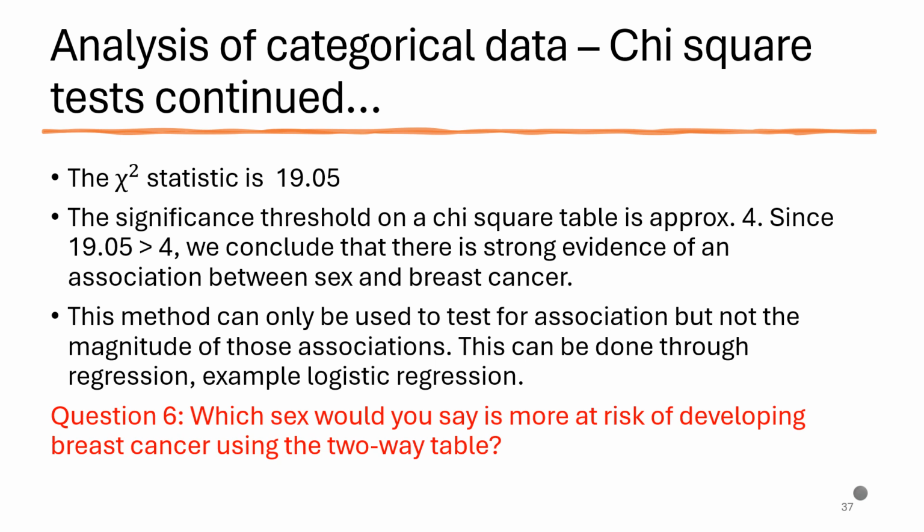This method can only be used to test for association, but not test the magnitude of that association. We can't say, let's say, 50% more of males get breast cancer than females. No, we can't do that. We just know that, for example, there is an association. So one of the sexes tends to get breast cancer more than the other, right? To test for magnitudes of associations, you usually do this through regression. And in this specific case, we would use logistic regression, right?